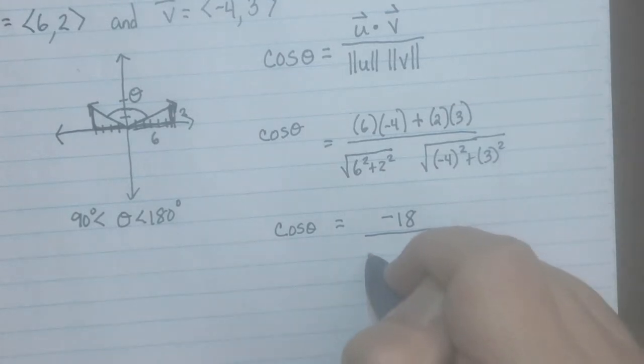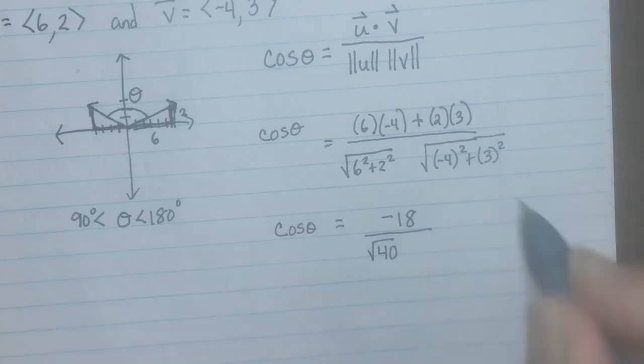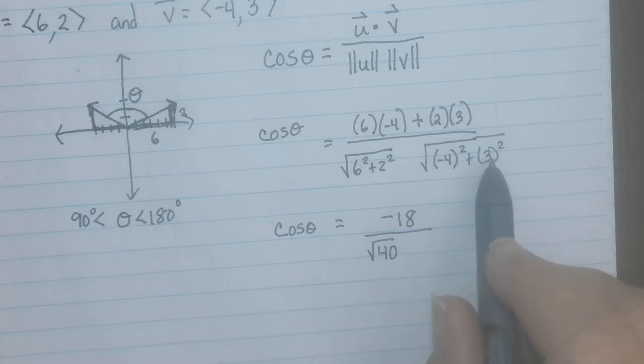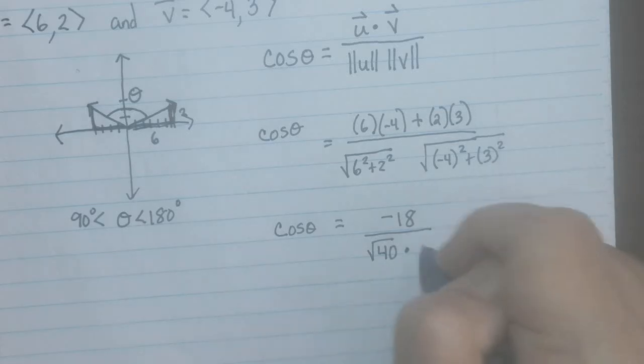We're going to plug this in. It's going to come out to square root of 40. Now this one's going to be the square root of 25. And what is the square root of 25? 5. So I'm just going to go ahead and put times 5.